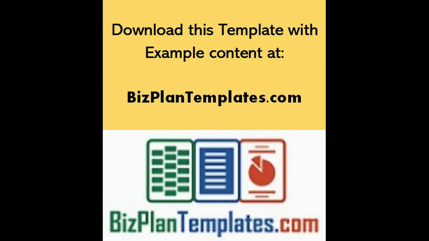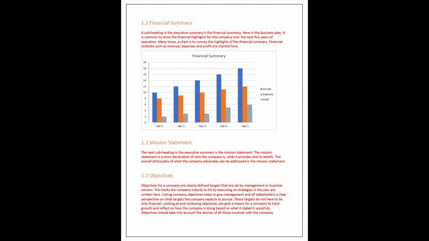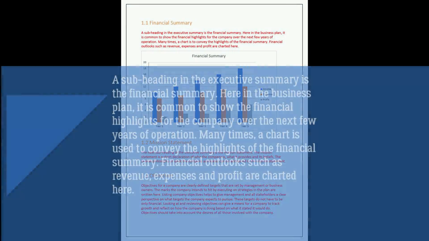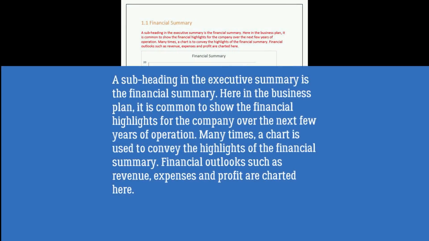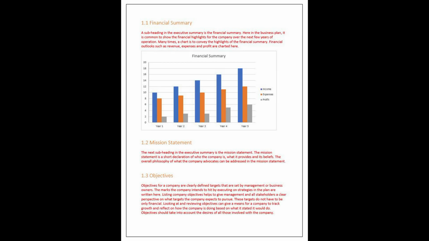A subheading in the Executive Summary is the Financial Summary. Here, in the business plan, it is common to show the financial highlights for the company over the next few years of operation. Many times, a chart is used to convey the highlights of the financial summary. Financial outlooks such as revenue, expenses, and profit are charted here.